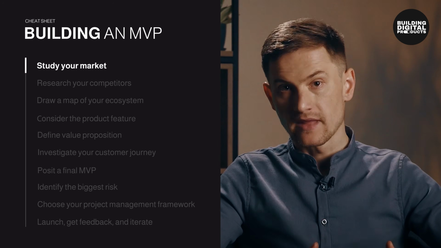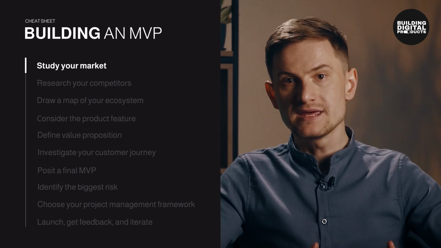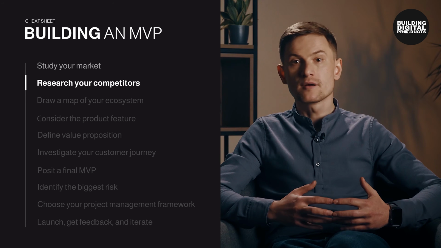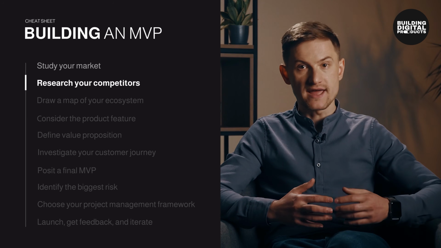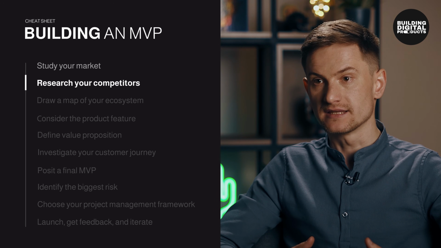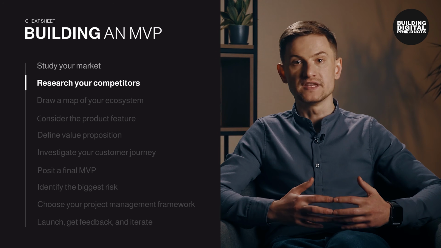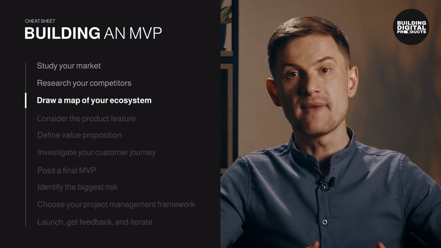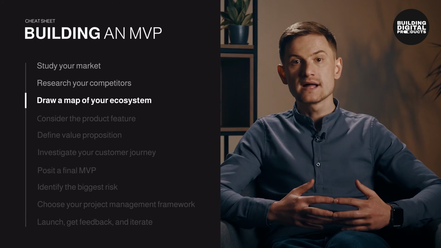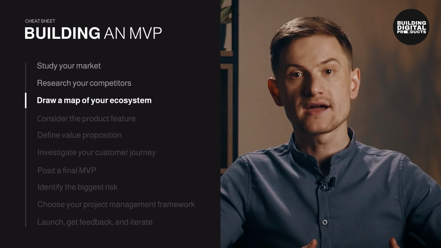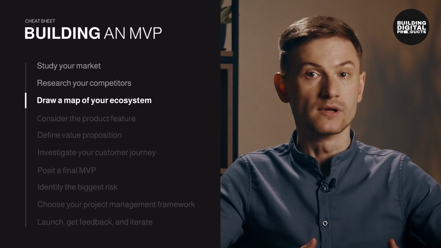Study your market. Before you start building an MVP, it's crucial to understand the market you're targeting. Research your competitors, identify trends, and pinpoint the problems your target audience is facing. This will help you to determine the unique value proposition your product can offer. Draw a map of your ecosystem. Once you have a clear understanding of the market, create a map of the ecosystem in which your product will operate.